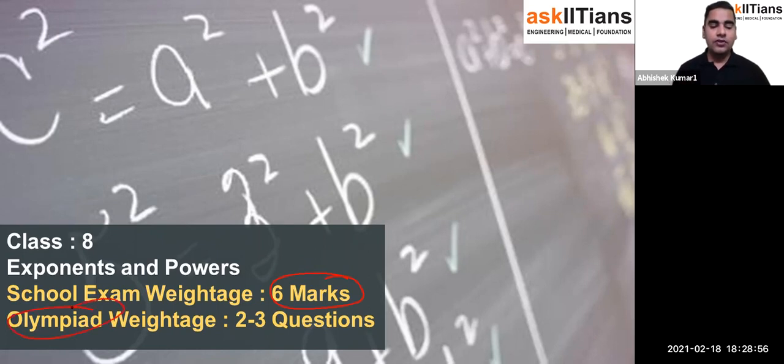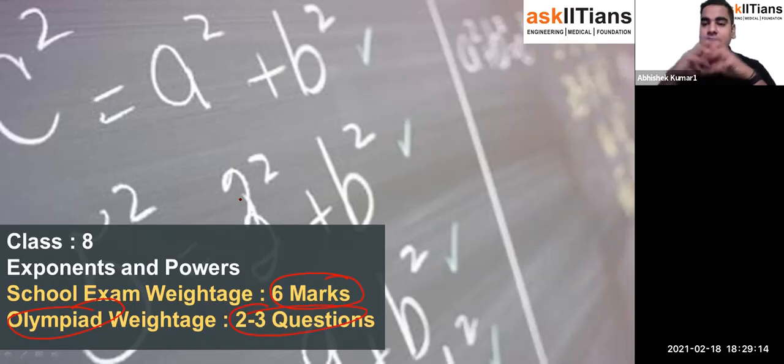And if I talk about Olympiad weightage, means the Olympiads which are conducted at 8th level, like SOF, IMO, etc., then you can expect around 2 to 3 questions from this particular chapter in your IMO examination.